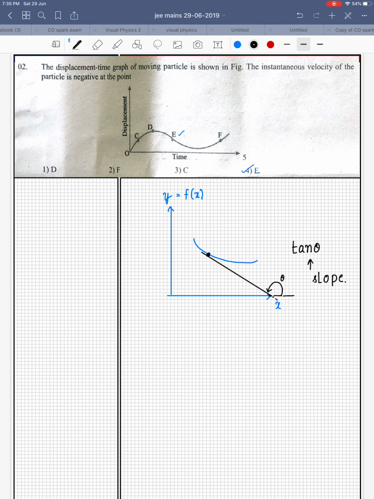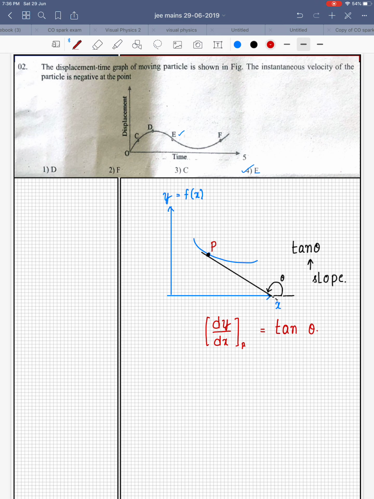Fine. But there is another way to find the slope. It's directly if you find dy by dx at that point P. If this is P, at that point P, find dy by dx and substitute a value of P (x comma y), you get slope. So this is another way of writing slope at point P. That is ultimately equals to tan theta.